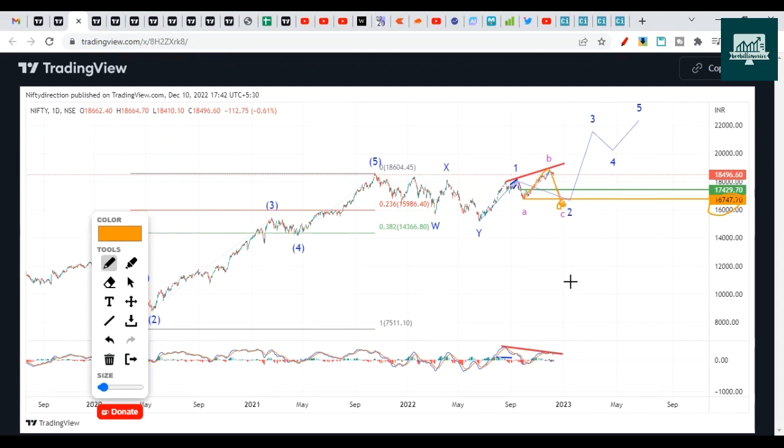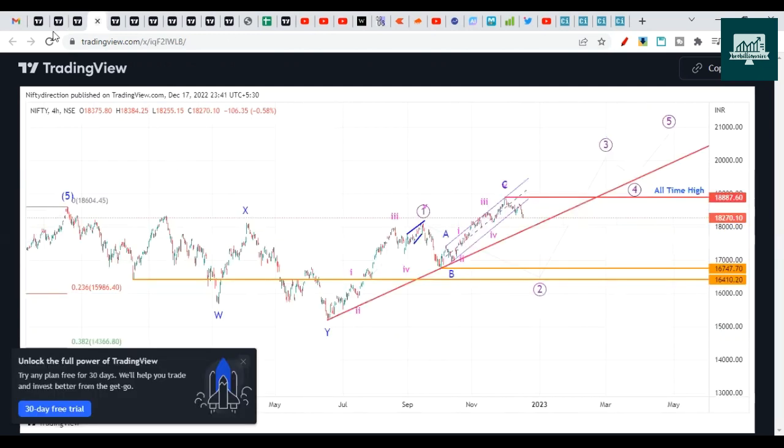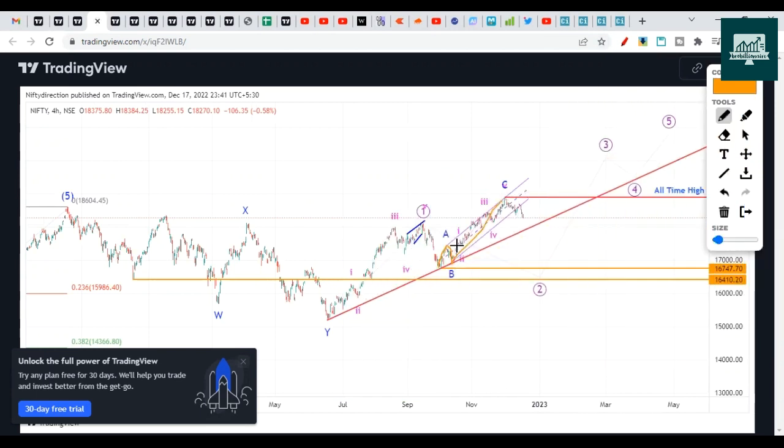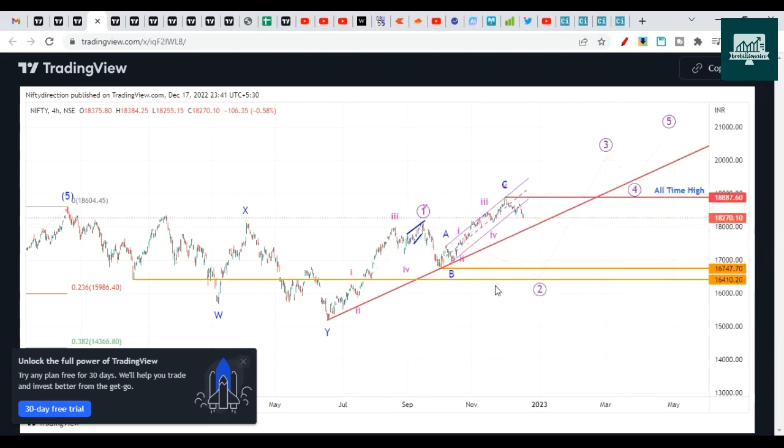And this is what we are considering because there is a negative divergence on the MACD daily chart. You can see here price is going higher and MACD is going lower. So there is a possibility for this expanded flat correction. We explained this because we see a B wave and C wave here. This looks to be a 3-wave structure. So that's why we said this could be an expanded flat correction going towards 16,700 to 16,400.